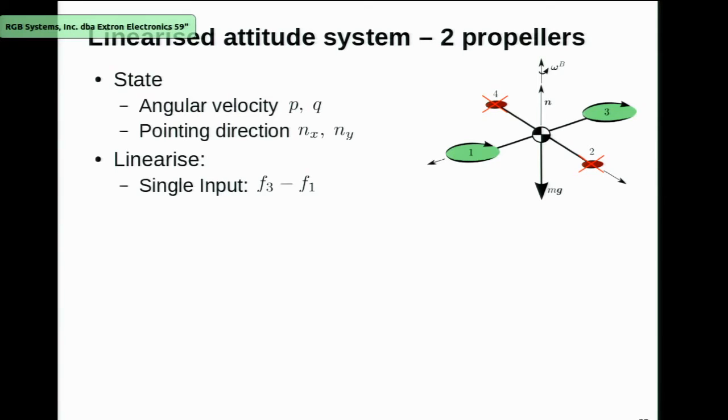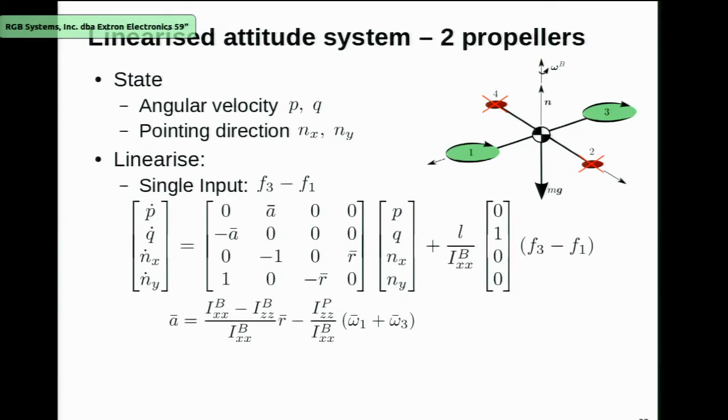And then I get this rather nice, to me, LTI system, where the dynamics matrix is quite sparse, and it has only two interesting numbers. R bar is the steady state yaw rate, so how quickly this vehicle is rotating about its thrust axis. A bar is this mass moment of inertia coupling constant, which is a function of the vehicle's mass moment of inertia, the speed at which the vehicle is rotating, the propeller's mass moment of inertia, and the speed at which the propellers are rotating. But once I have the system in this form, I can use all of my favorite LTI tools to analyze it and to control it.